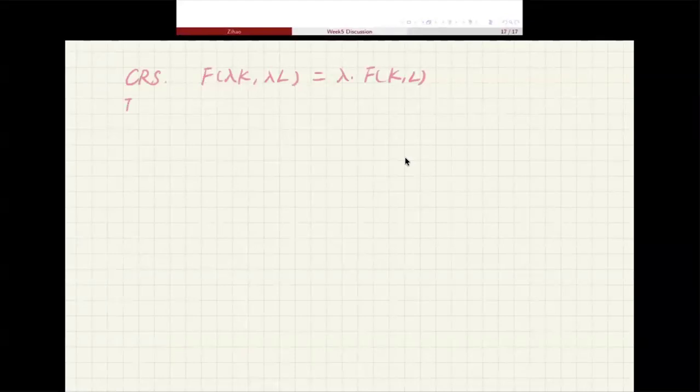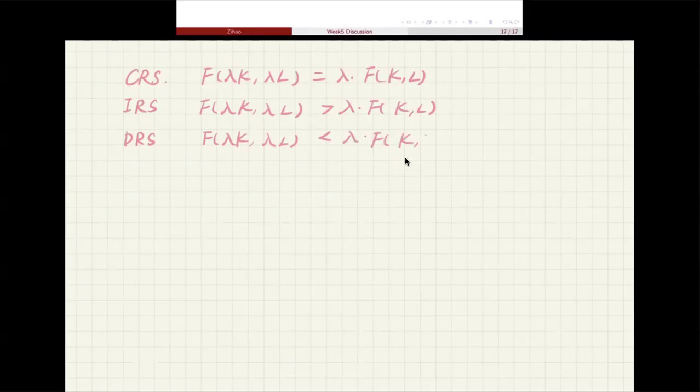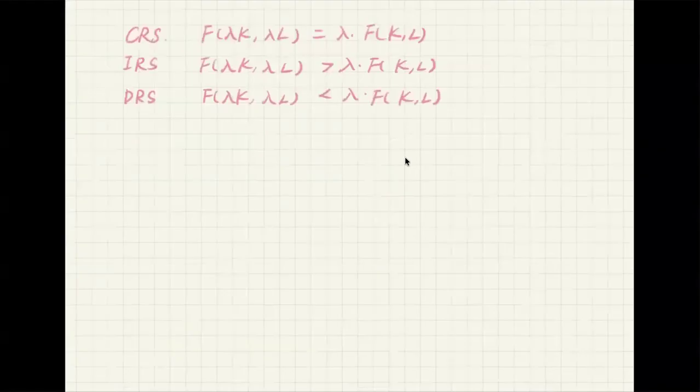And increasing return to scale is that, again, if you use lambda K, lambda L, but you have more than lambda times F(K, L), then this is increasing return to scale. Same logic, what is decreasing return to scale? It is that F(lambda K, lambda L) is smaller than lambda times F(K, L). So this is decreasing return to scale. Let's go to the first question.